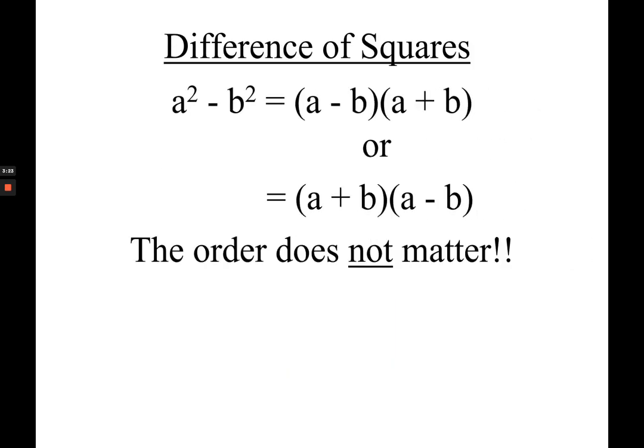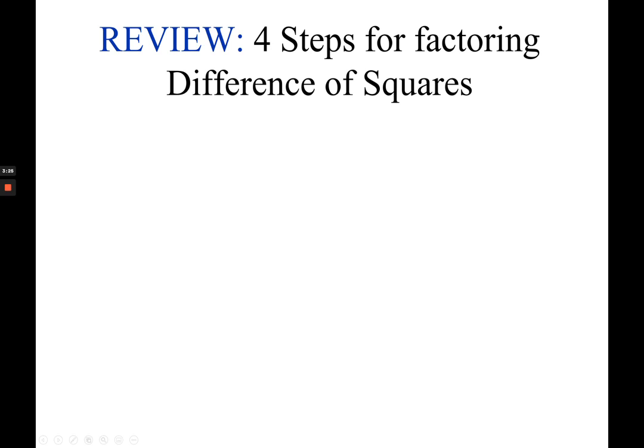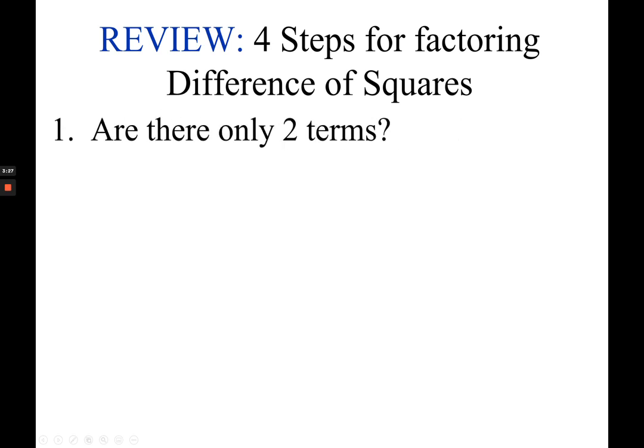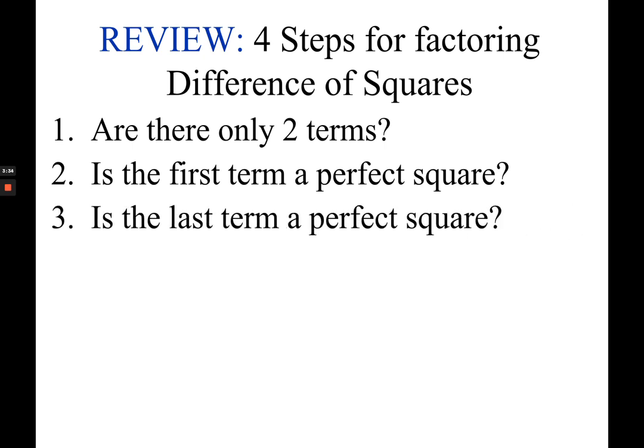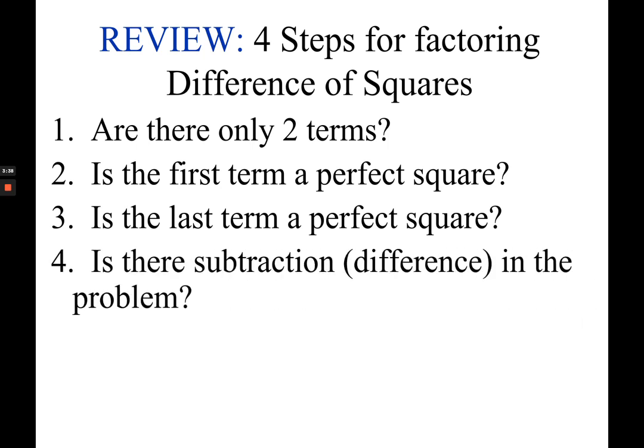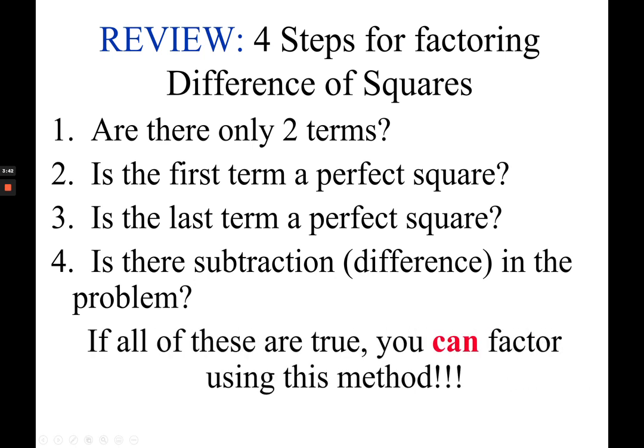Now, there are 4 steps for factoring difference of two squares. First, check, are there only two terms? Second, is the first term a perfect square? Third, is the last term a perfect square? And is there a subtraction between the two numbers? If all of these are true, you can factor using this method.